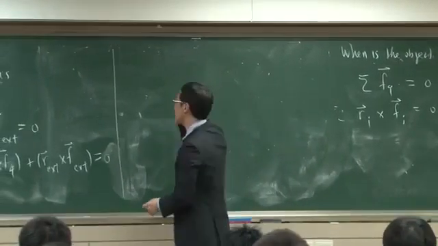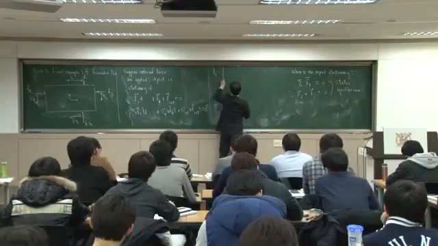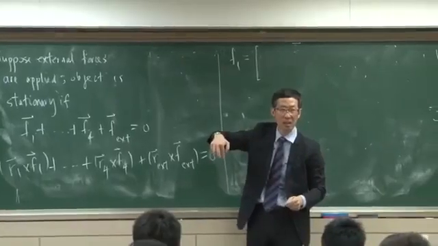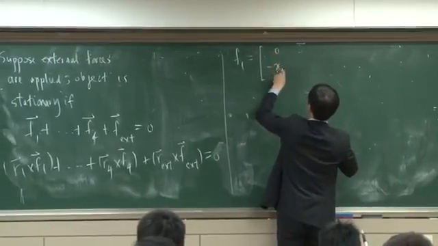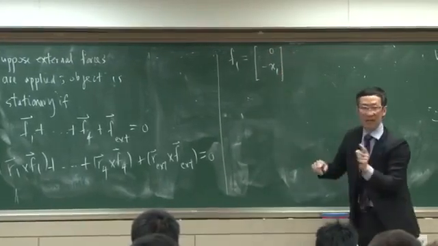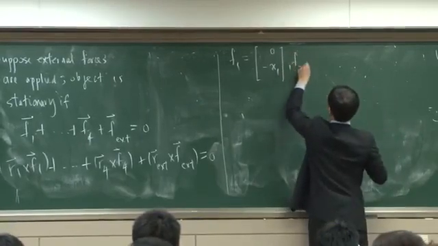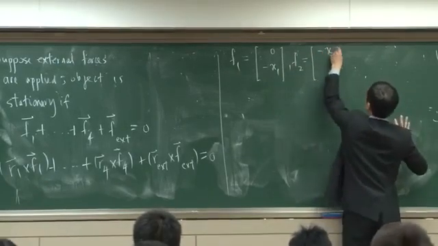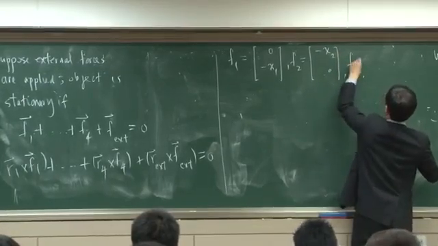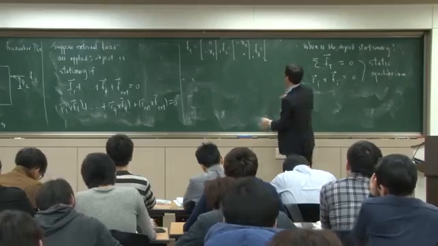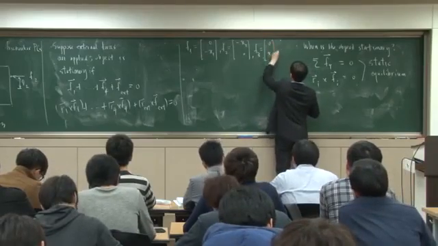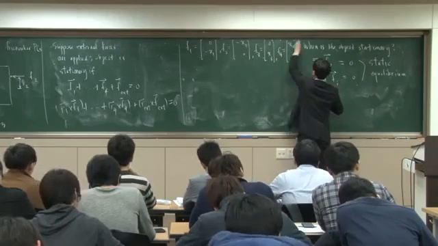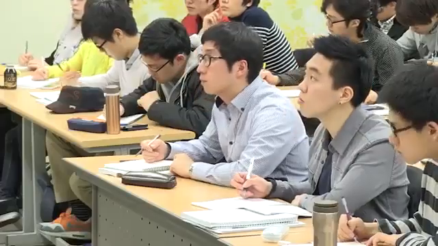Now let's write down the forces. F1 is going to be what? It's in the minus y direction, so F1 is going to look like 0, minus x1. F2 is in the minus x direction, so it's minus x2, 0. F3 is in the plus y direction, so it's 0, x3. And finally, F4 is in the plus x direction, so it's x4, 0. So that's what the components of the forces look like.